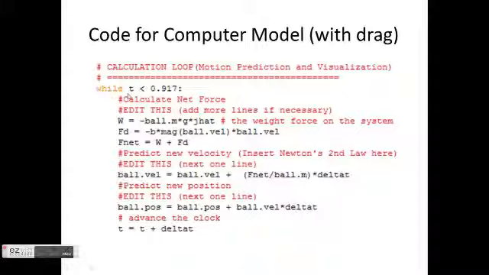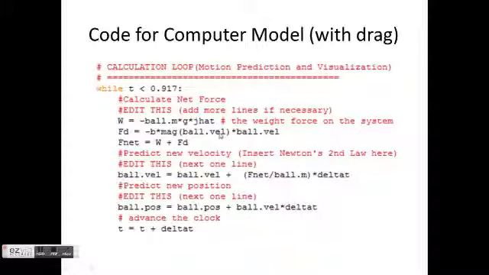Here is the main while loop used to create the computer model for this type of motion. We set t in the while loop to be less than 0.917 seconds because this was the time of our last observation. We defined the weight force as negative mass of the ball times g times j hat, which we defined earlier. We set the net force equal to W plus Fd, and Fd is the drag force, which we define as negative b times the magnitude of the ball's velocity times the ball's velocity.